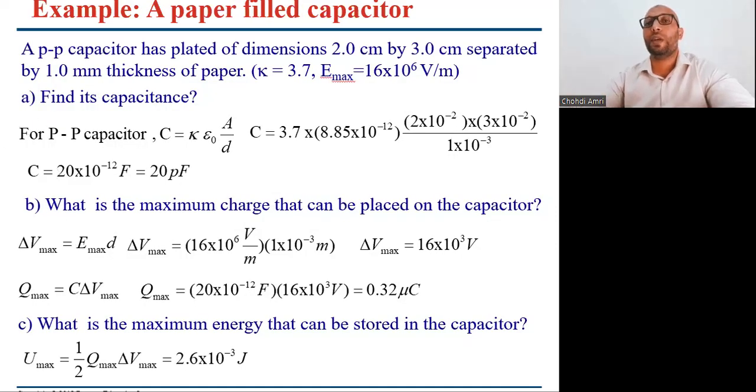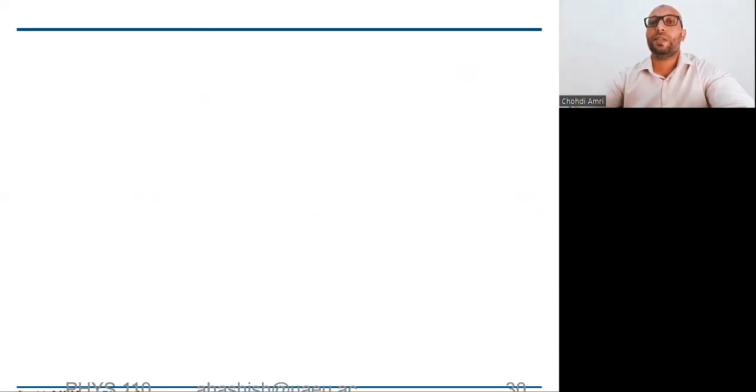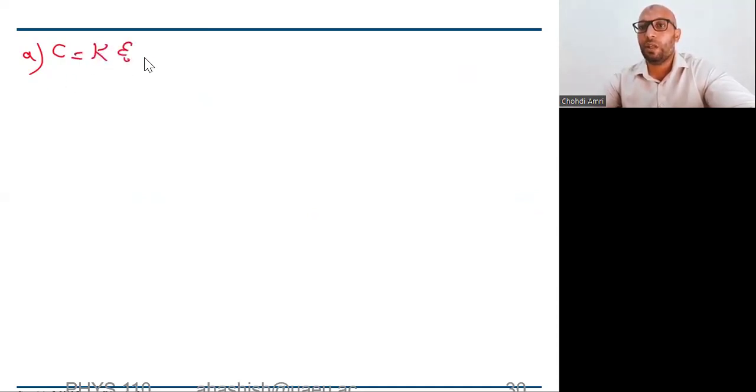A parallel plate capacitor has plate dimensions of 2 centimeters and 3 centimeters, separated by 1 millimeter thickness of paper. Here we have a dielectric with a constant 3.7 and a maximum electric field of 16 times 10^6 volt per meter. The question: find the capacitance of this capacitor when the dielectric is inserted between the two parallel plates, which is very easy. The question says, what is the capacitance? As you know, the capacitance, here we have the dimensions of this capacitor.